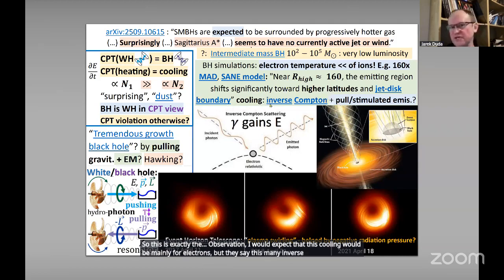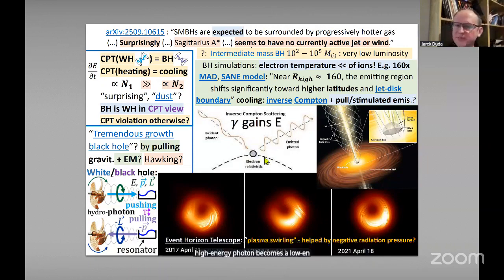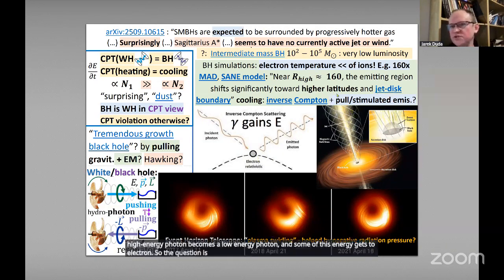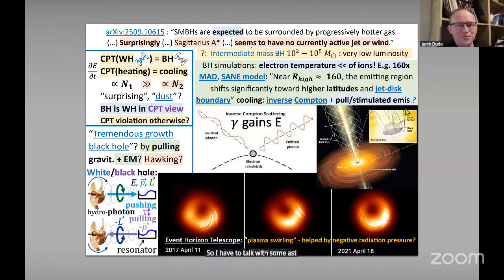So the question is, with inverse Compton, a low energy photon becomes a high energy photon, and some of this energy goes to the electron. So the question is, is there also stimulated emission from the surroundings? It's very difficult to get this from the data. I've talked with some astrophysicists, but it's difficult to confirm or deny it now.